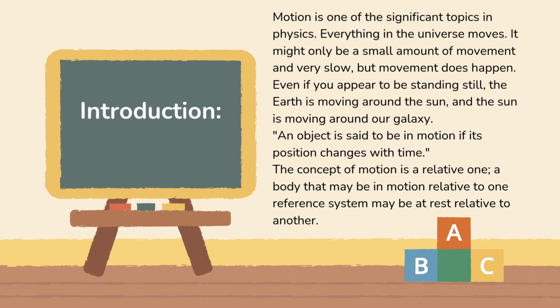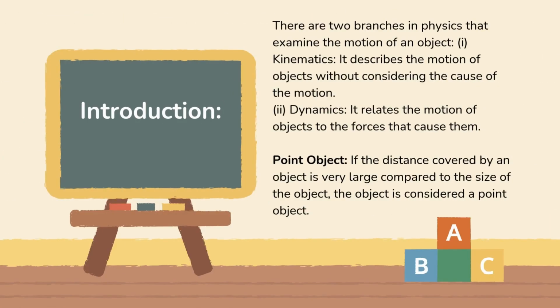The concept of motion is a relative one. A body that may be in motion relative to one reference system may be at rest relative to another. There are two branches in physics that examine the motion of an object. 1. Kinematics. It describes the motion of objects without considering the cause of the motion. 2. Dynamics. It relates the motion of objects to the forces that cause them.